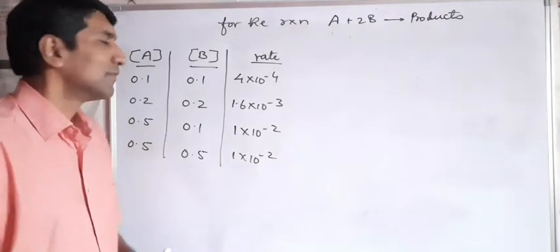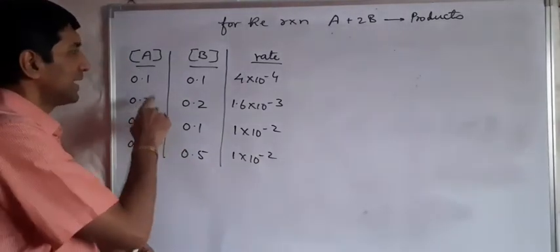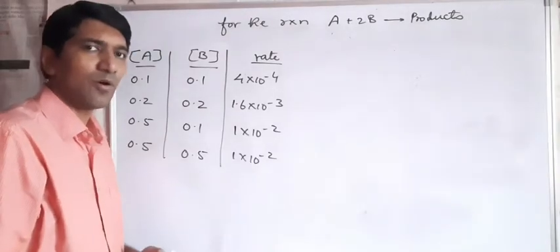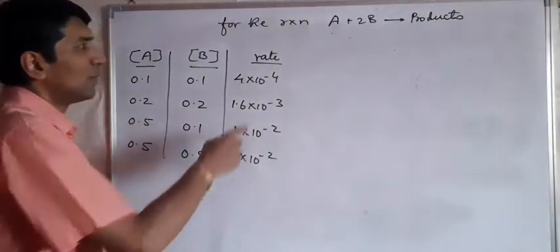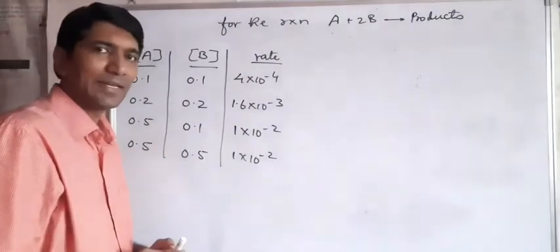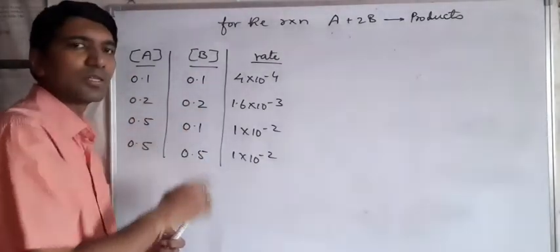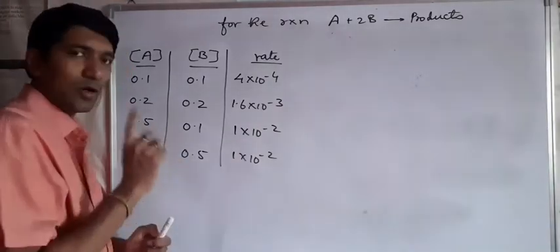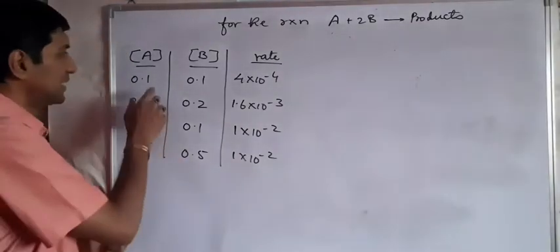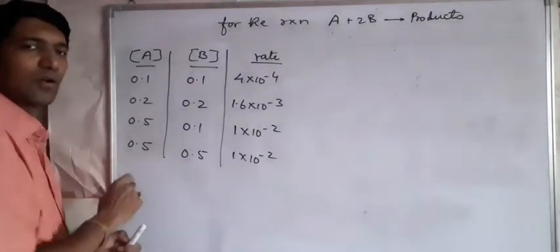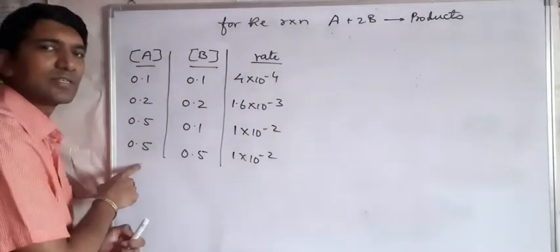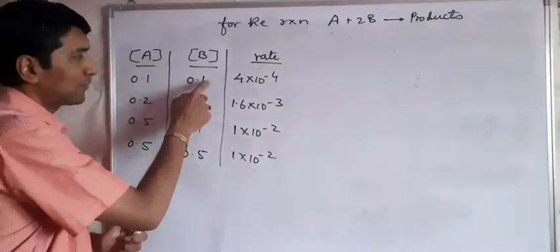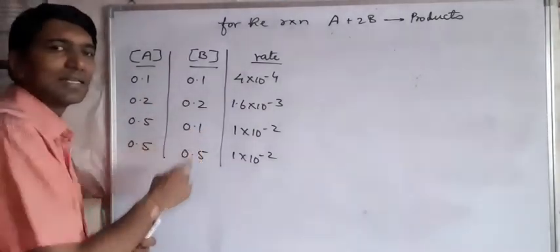Now see, first of all, your observation is that these two columns indicate the concentration of the respective reactants, while this indicates the rate of the reaction when the individual concentrations of both the reactants are given. One observation you need to make is, in this particular column, we have two concentrations which have the same values. Again, here, we have two concentrations which have the same values.